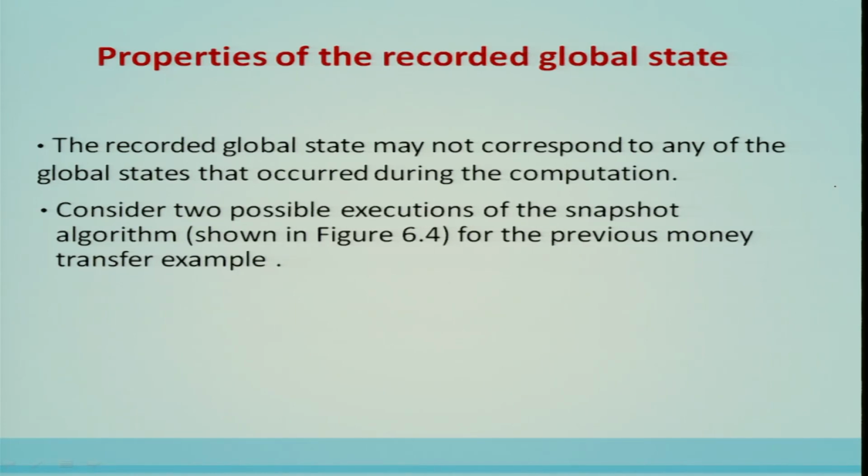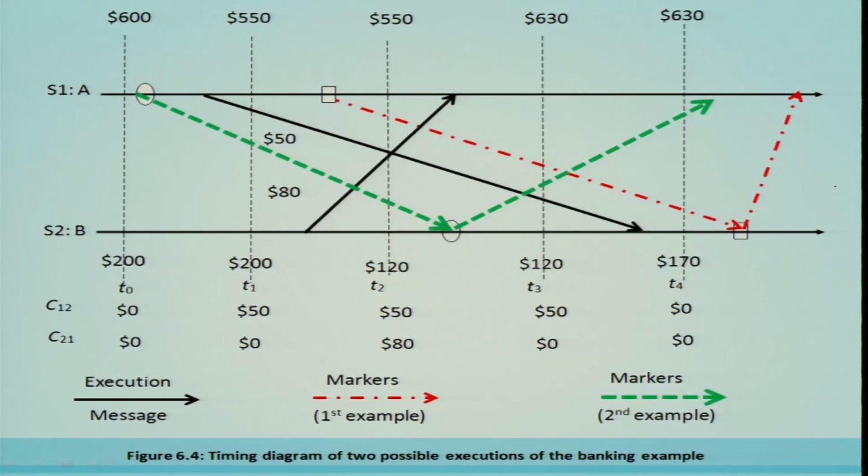The recorded global state may not correspond to any of the global states that occur during the computation. So consider two possible executions of a snapshot algorithm, which are shown in the next figure for the previous money transfer. Here in this particular example, we will see two different cases of the marker or snapshot initiation, shown by the circle in the first one, and the square is another initiation of the same global snapshot recording algorithm, shown by the red dots. The first snapshot shows the green dots. We will see that in both cases it will record a consistent global state in that same previous example.